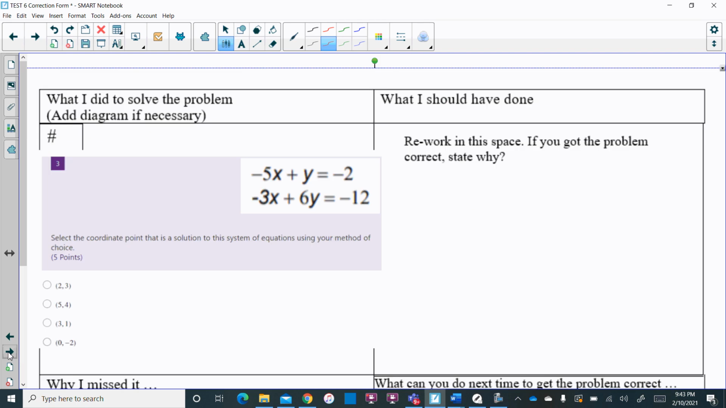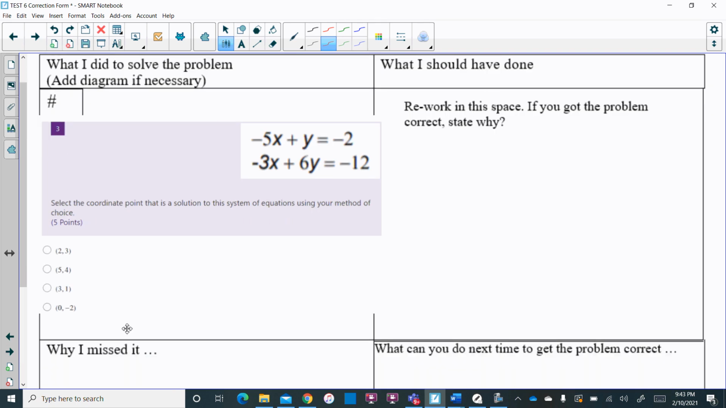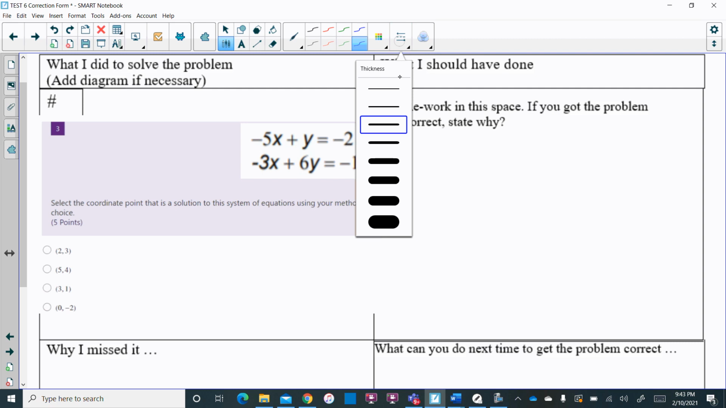All right, so the last problem that was in this set was: select the coordinate point that is a solution to the system using your method of choice. So I didn't really care what method you used as long as you used it correctly, okay? So I'm just going to rework this problem over here.